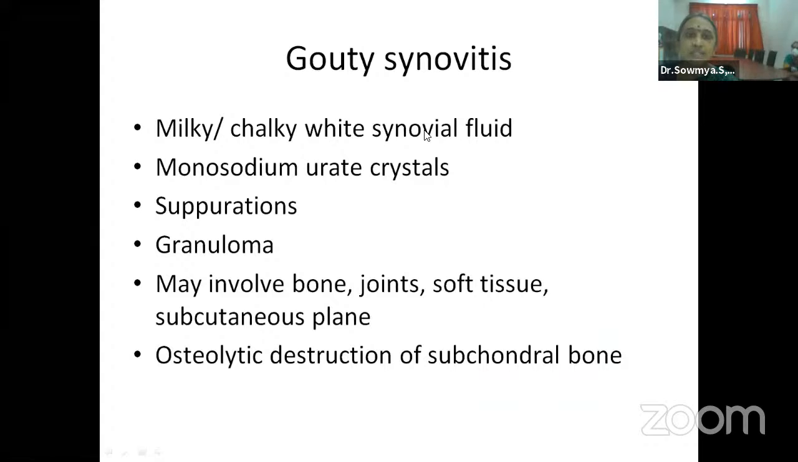So what is gouty synovitis? You will see milky or chalky white synovial fluid. Even from the synovial fluid you can make out, and it is due to the monosodium urate crystals which are getting deposited. It can present with a suppurative lesion, or it can present with a granulomatous lesion. Both are known, and it can also involve bone, joint, soft tissue, or even the subcutaneous plane. And you can see the osteolytic disruption of subchondral bone also.